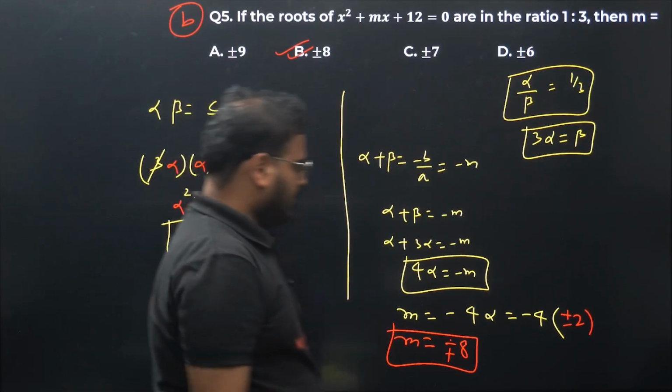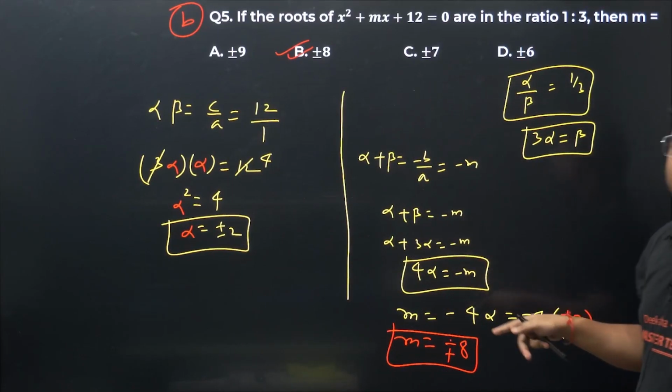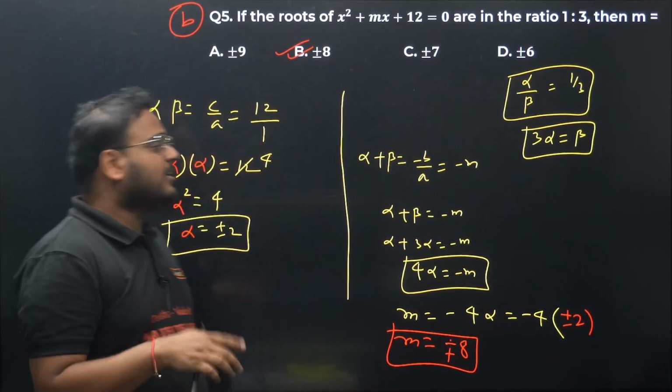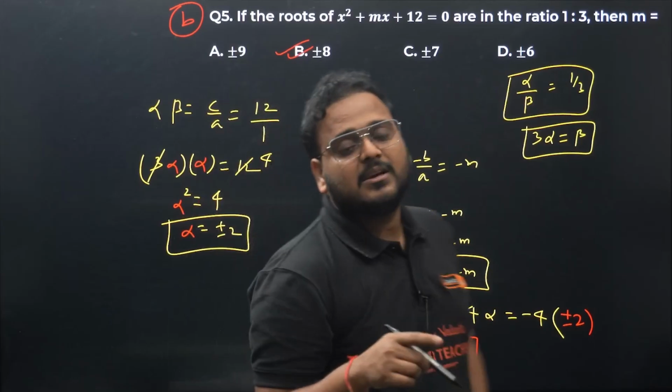Option number B. Sir, you've written it here as minus plus, why not plus minus? It's the same thing, but sometimes in a question the order matters. The order matters. If they ask you, let's say a question is given to you, you're getting the root as minus plus 8.